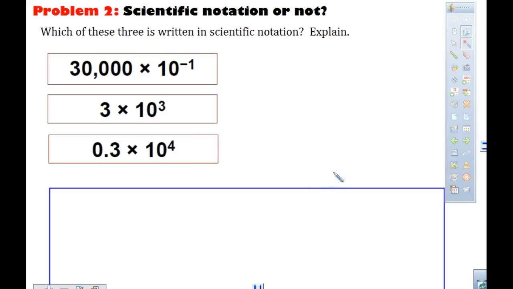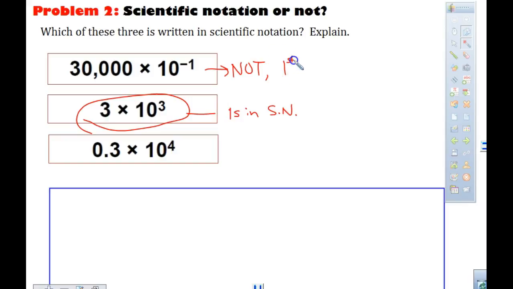So the next part says, which of these is written in scientific notation? I would like you to circle the one that is in scientific notation, and check with your shoulder partner and see if you agree. Which of these 3 is? This one is in scientific notation. Okay? It says explain. This one is not because what? They're not between 1 and 10.